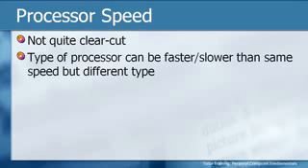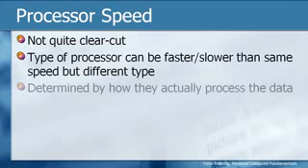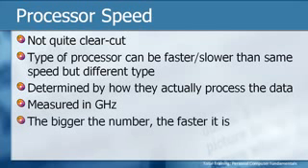But if you know a direct route to the store, and your friend doesn't know that route and has to go a little bit longer way, obviously you're going to get to the store faster than they are. This is the same thing that can happen with the processor. Even though technically the processors are driving, if you will, at the same speed, if they process things differently, then one may actually be slower at processing the same amount of data than another. The speed is determined by how they actually process the data, and that's measured in gigahertz. The bigger the number, the faster it is.